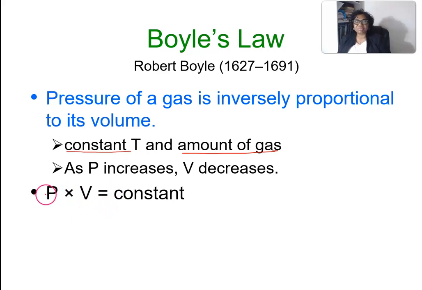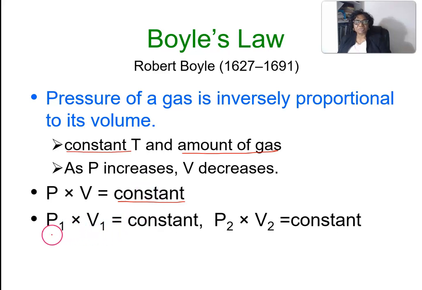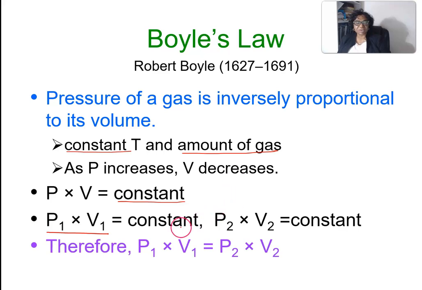So mathematically we can write it as P times V equals a constant. P1 times V1 is equal to a constant. P2 times V2 equals a constant. So you have two constants, so this is equal to this. Therefore, P1 times V1 equals P2 times V2. So this is Boyle's law.